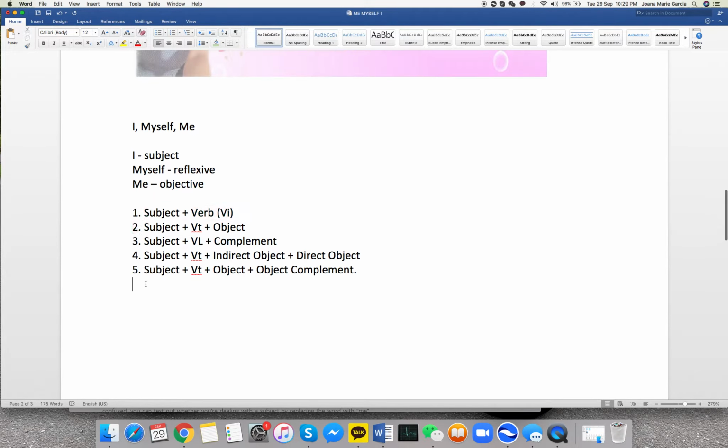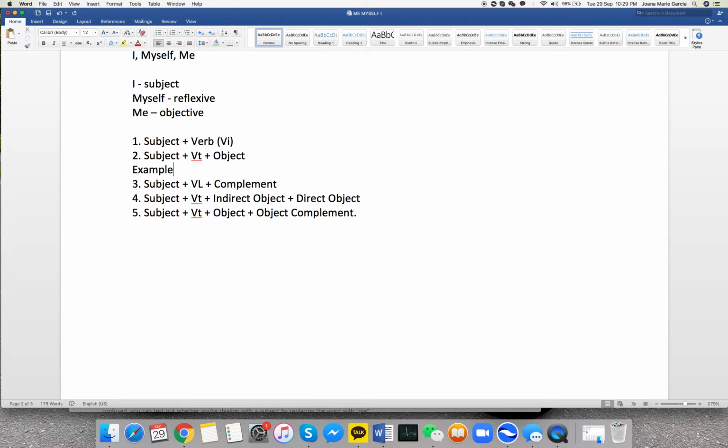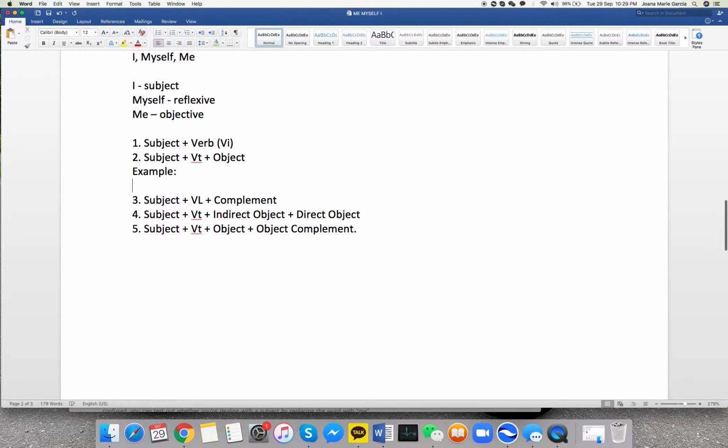For objective first, let's have an example. Let's use Germain again, and we're going to use me, of course, because that's the object. For example, Germain loves me. That's the object of the sentence, so of course we have to use that. Since the complement has no object as well, let's look at the indirect object and direct object. So SVIODO: Germain gave me a book.